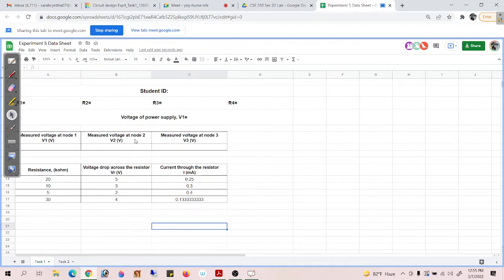As far as I remember, we have only measured the node voltages, that is V1, V2 and V3. VR is the voltage across the resistance. Okay, so if resistance R1 is in between V1 and V2, then VR will be V1 minus V2. Now is it clear? Oh, yeah. Ma'am, can you repeat that again?